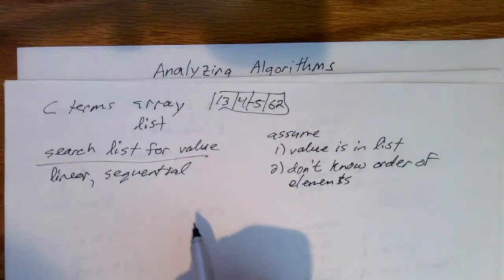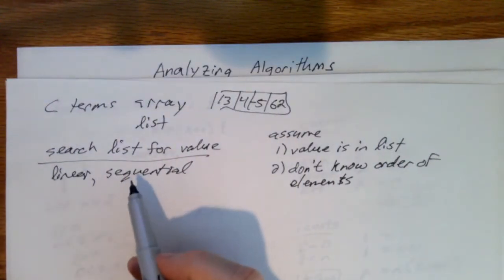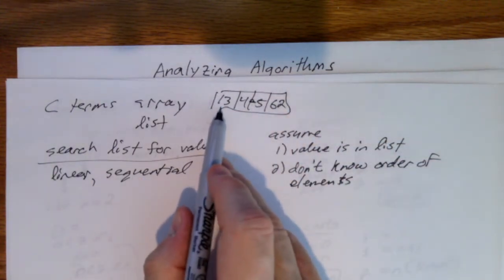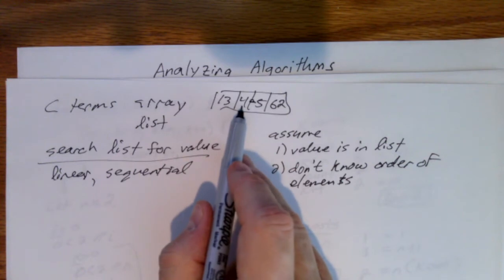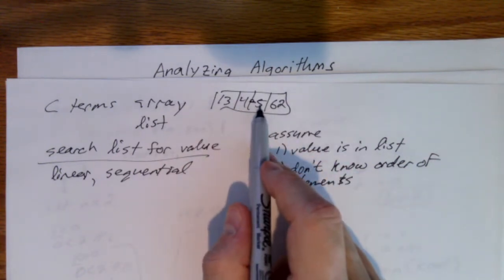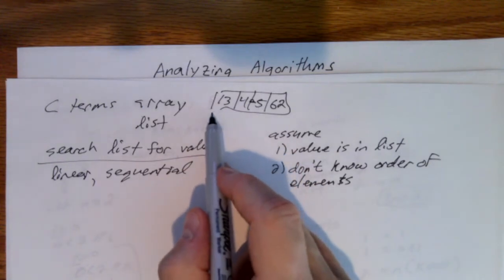So basically it's this. If I'm looking for the number -5, I come here and say, is 13 -5? No. So I come over here, is 4 -5? No. Is -5 -5? Yes. So I stop. So I just start on one end and start working my way through.